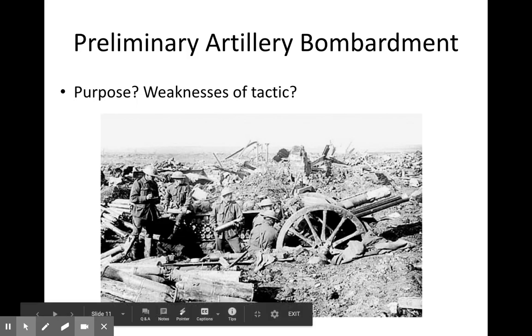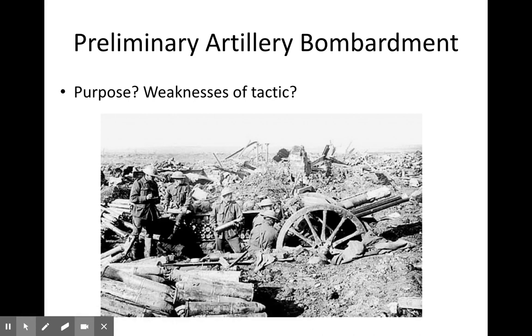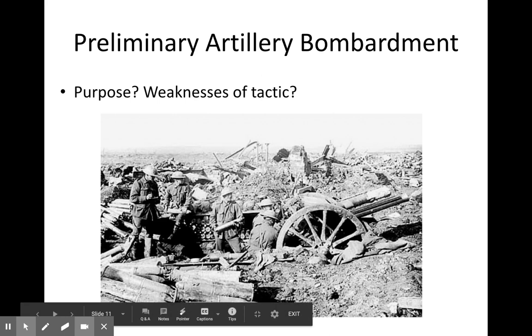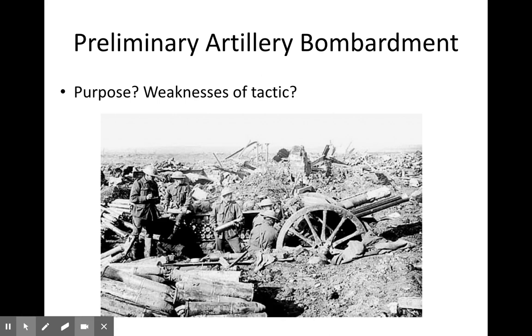Okay, so the first tactic is preliminary artillery bombardment, okay? And that is pretty much what it says. You're going to bombard the enemy trenches really, really heavily using shells or artillery. So they would get their cannons in position and bomb as many shells as they could at the enemy trenches, and then they would send in a wave of infantry. Now, the purpose of that tactic is to try to take out the machine gunners that are waiting in the trenches.